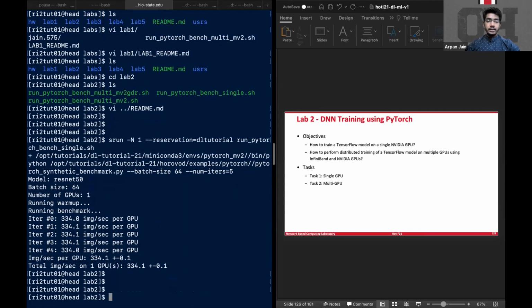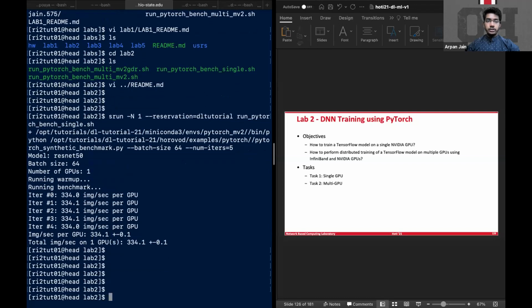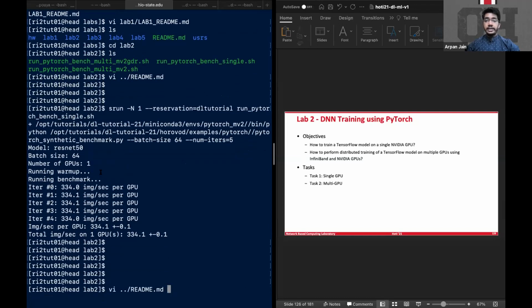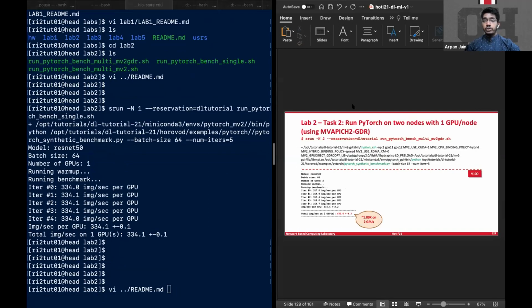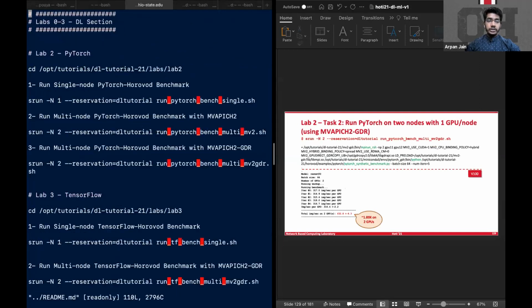Are you able to run this lab? Let me know if you face any issue. I will jump to the next task, that is multi-node with MVAPICH2-GDR. If you open the README file, this is the command for the run with MVAPICH2-GDR. You can just copy this command and run it.